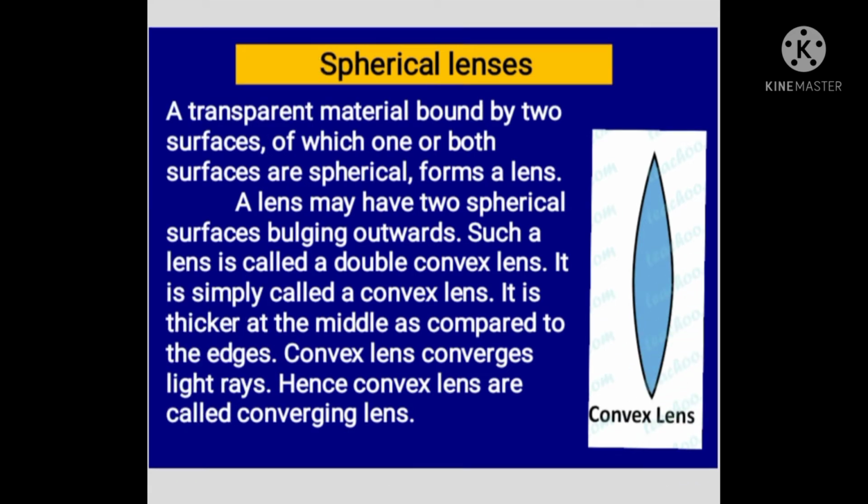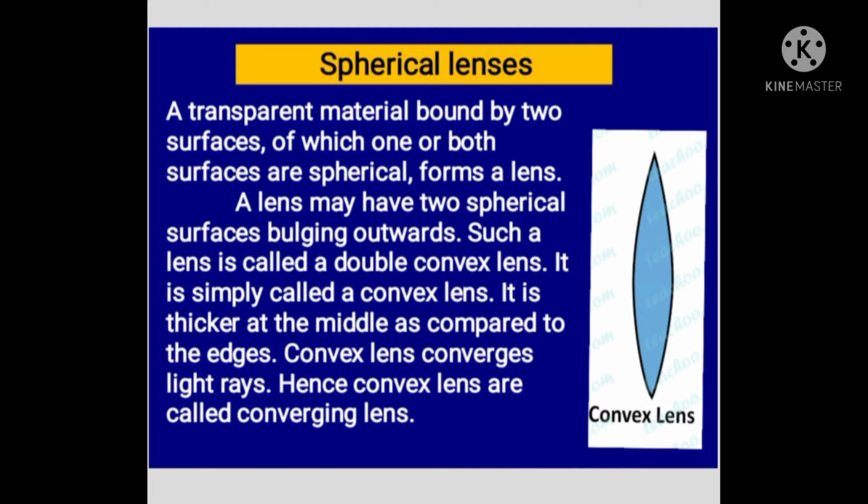A transparent material bounded by two surfaces, of which one or both surfaces are spherical, forms a lens. This means that a lens is bound by at least one spherical surface. In such lenses, the other surface would be plane. A lens may have two spherical surfaces bulging outwards. Such a lens is called a double convex lens. It is simply called a convex lens.